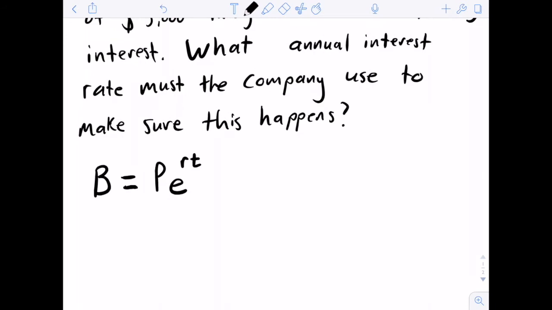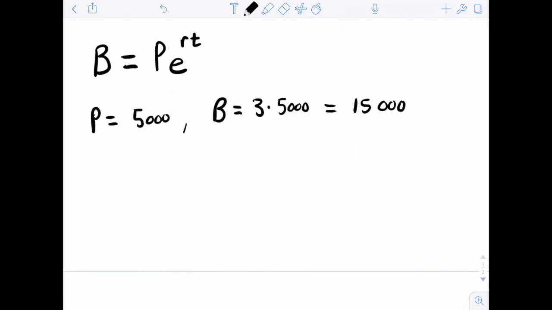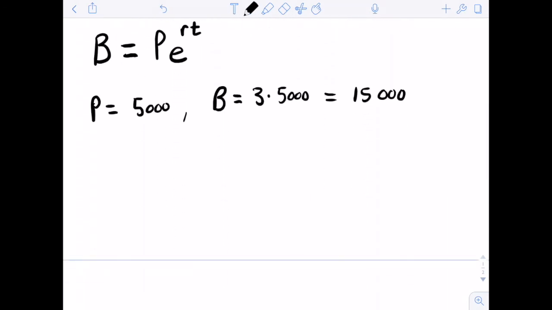Okay, so first we know that we have that p is 5,000, right? And then b is triple the principal, right? So it's times 3, which is 15,000, right? So for $5,000 to triple, that's 15,000. And it's over 10 years. So we also know that t is equal to 10. So we've got everything we need except for r.